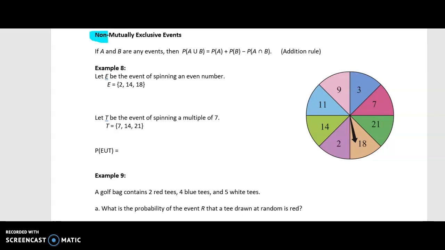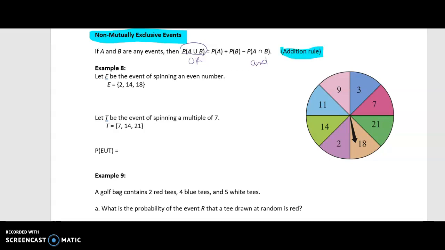First, we're going to talk about non-mutually exclusive events. If we have events A and B, then the probability of A or B is the probability of A plus the probability of B minus the probability of A and B. That's called our addition rule.